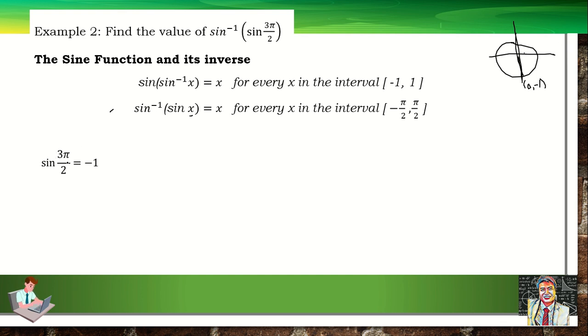So therefore, sine 3 pi over 2 is negative 1. Since we don't have a value here, we replace this, which is equivalent to sine 3 pi over 2, with negative 1. Then we replace it with negative 1. So let's locate negative 1. Find the exact value of negative 1.